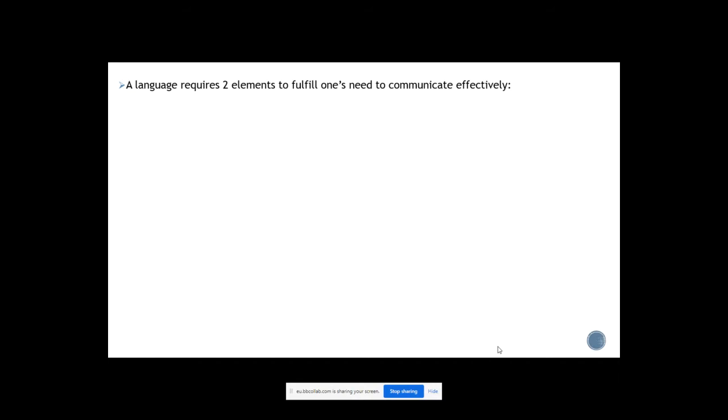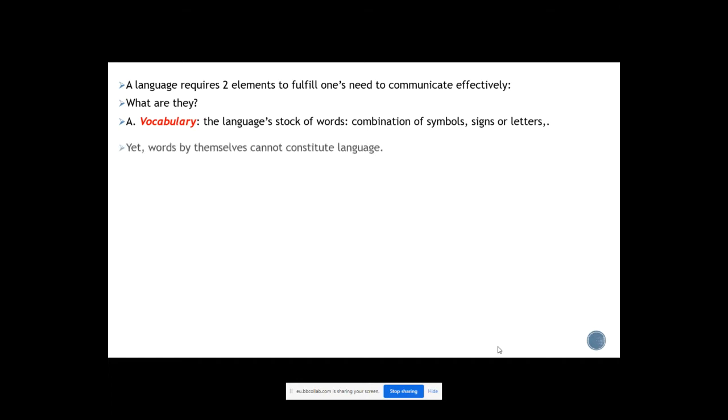Maybe one of them is the structure. Structure, which comes under grammar. Okay, that's fine. What is the other thing? Words. We refer to them as lexicon or vocabulary. That's great. So the first element is vocabulary, which is the language's stock of words or combination of symbols, signs, or letters.